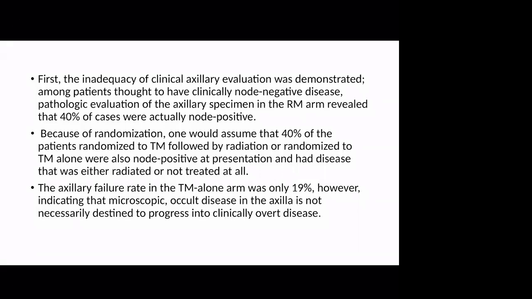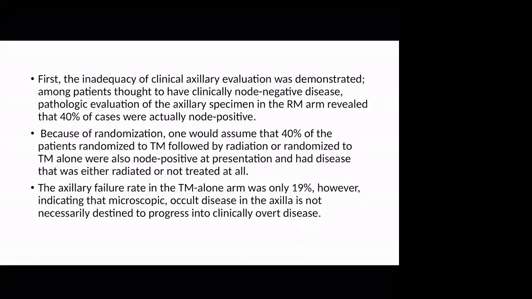So because of randomization, one would assume that the patients randomized to the total mastectomy arm were also node positive to the same extent, because it's a randomized controlled trial. So the assumption is all the arms have 40% undetected disease in the axilla. But what they also found was the axillary failure rate in the total mastectomy alone arm was only 19%, indicating that microscopic occult disease in the axilla may not always progress to clinically overt disease. Although this is not the standard of care, that does not mean you leave the axilla alone without a sentinel lymph node biopsy, but this is what this particular study showed.